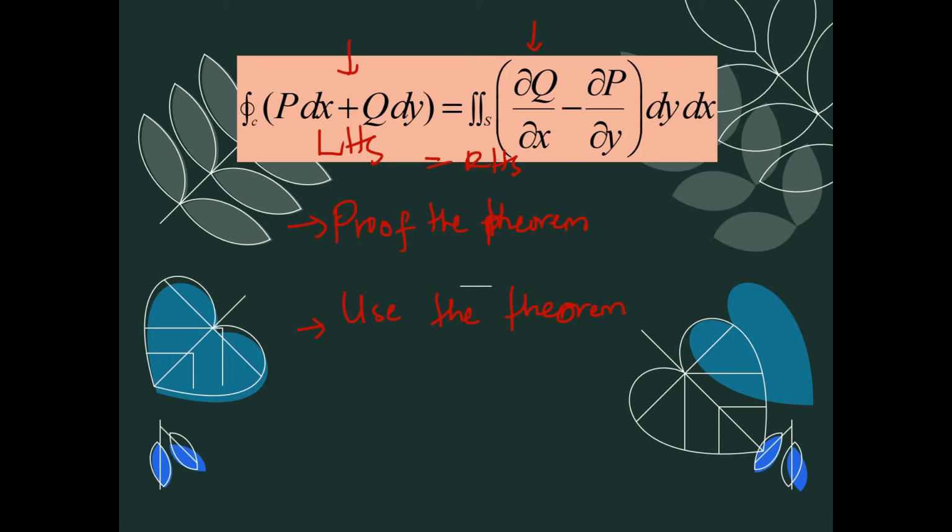Now let us move to example 1. Question 1 asks you to show that Green's theorem is verified for the single integration of the integral over C of (xy plus y squared) dx plus x squared dy, where C is bounded by y equal to x and y equal to x squared. Sketch the curve C. Before we start, you have to compare this equation of C with p dx plus q dy.